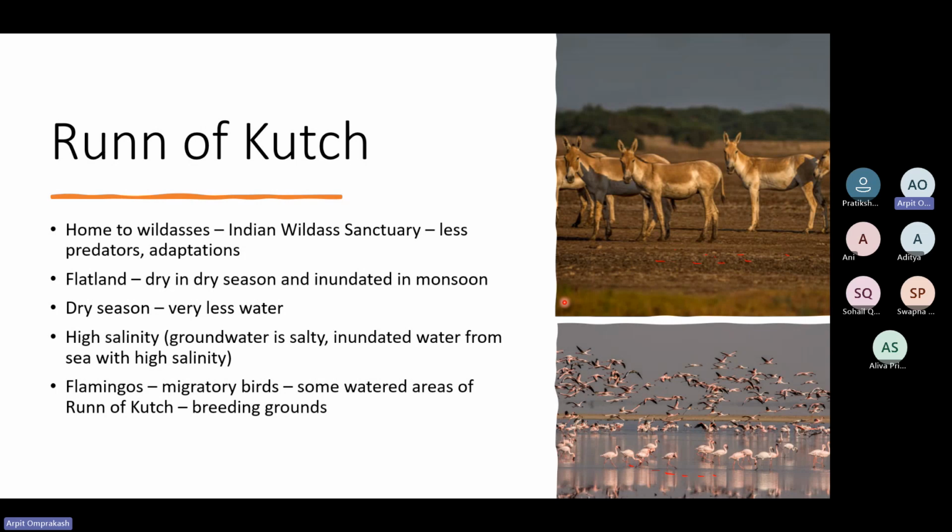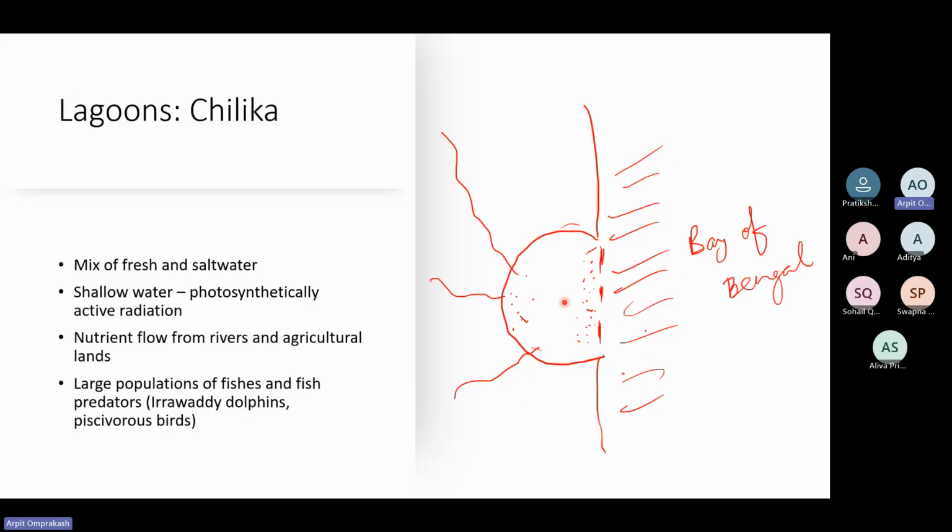There's very high salinity, and a lot of migratory birds come in, especially flamingos, for their breeding grounds. Then we talked about Chilika Lagoon, where there's a mix of fresh and sea salt water. There's a gradient, and there's shallow water, so photosynthetically active radiation goes down to the bottom, and there's a large population of fishes and fish predators such as Irrawaddy dolphins and piscivorous birds.